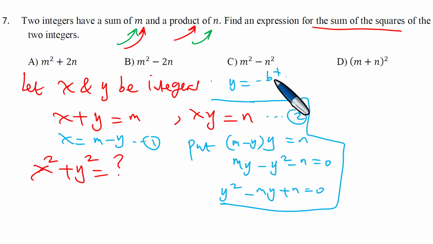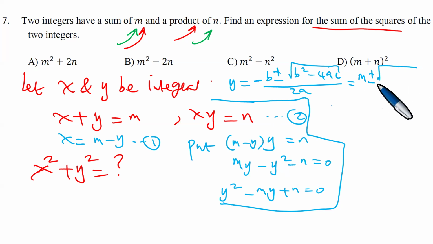Y is minus b plus or minus the square root, because we're not told whether the integers are negative or positive, of b squared minus 4ac, divided by 2a. So you have minus b, which is m, plus or minus the square root of b squared, which is m squared, minus 4, a is 1, c is n, over 2a. A is 1 in this particular equation. So this gives us the numerical value of y.